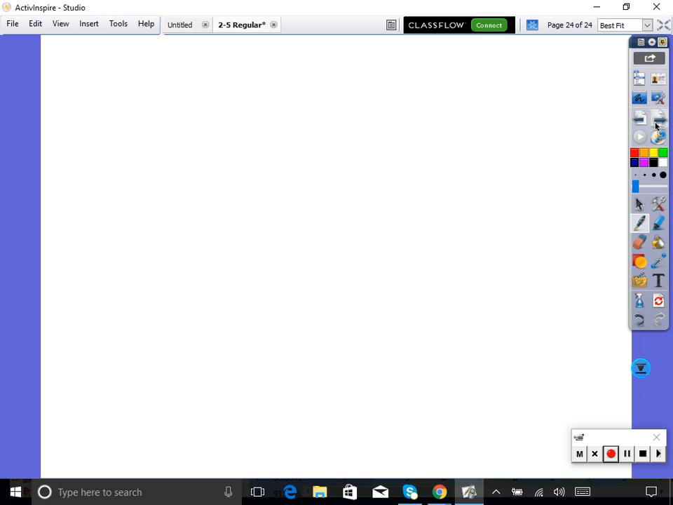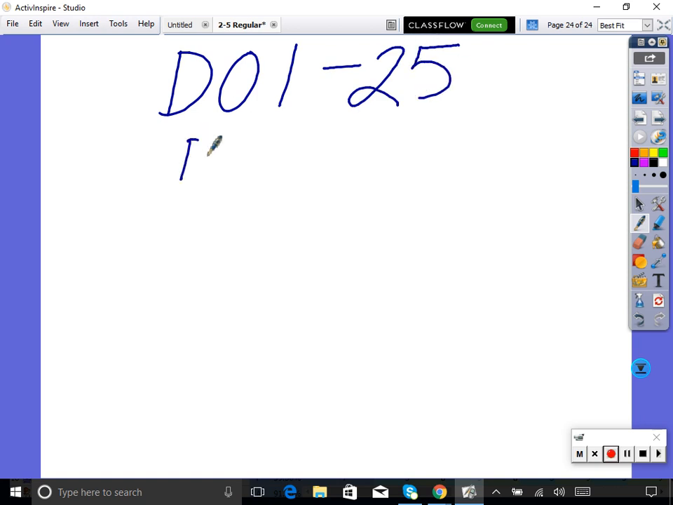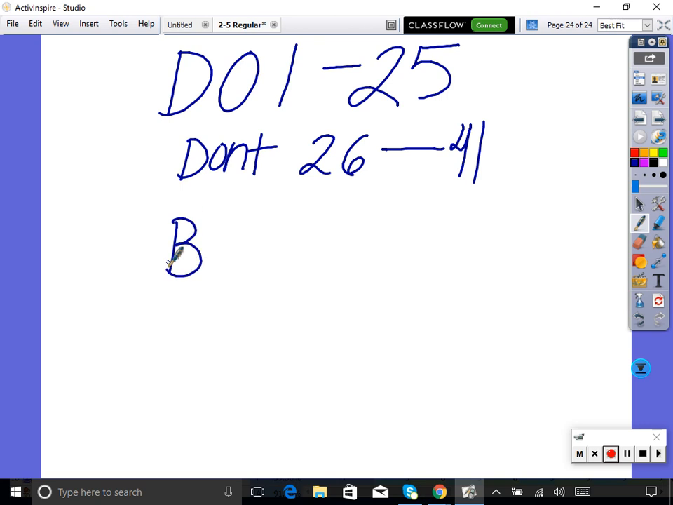Okay, this is what I'm going to have you do as homework. So these are the ones you're doing. On the front page, you need to do 1 through 25 for homework. Do not do 26 through 41, so make yourself a little note. Then you need to do the entire back last page. I'll call it the last page. Do the entire last page.